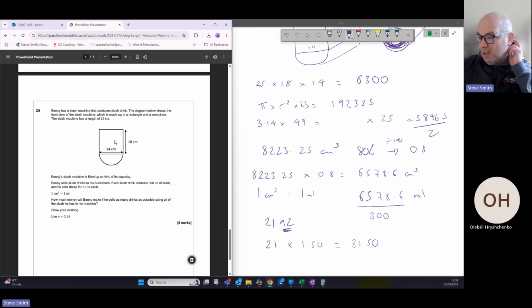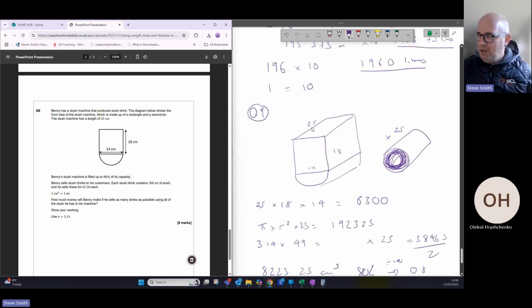I'm thinking area, and then it starts talking about here, look, 1 centimeter cubed. Hence why I started thinking, hang on a minute, it's actually talking about volume, so I need that third dimension. When you read back, it says it's 25. So that's when I changed my picture. But it is a case of just working back in questions.